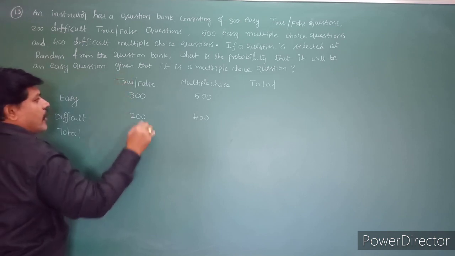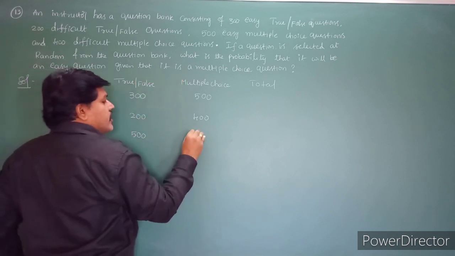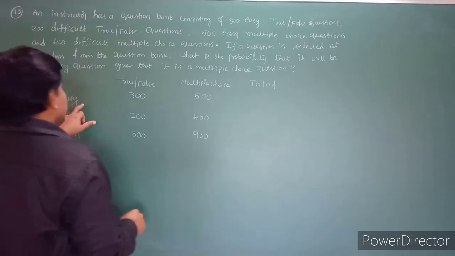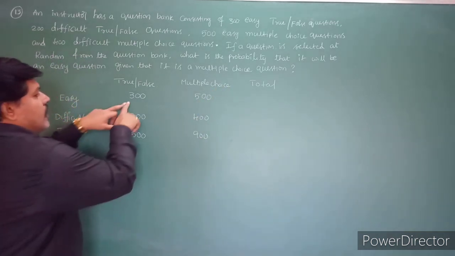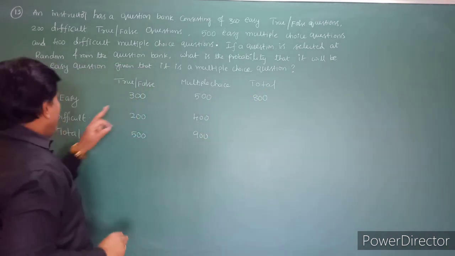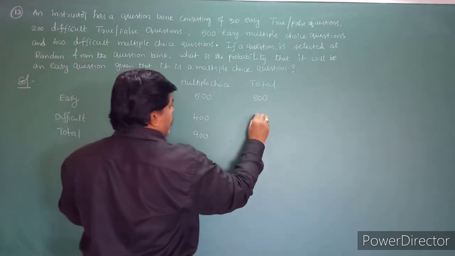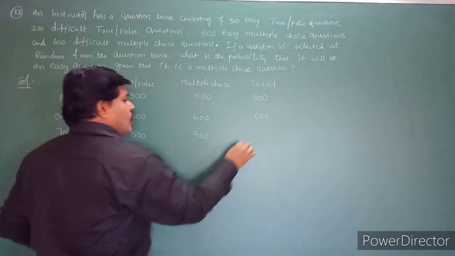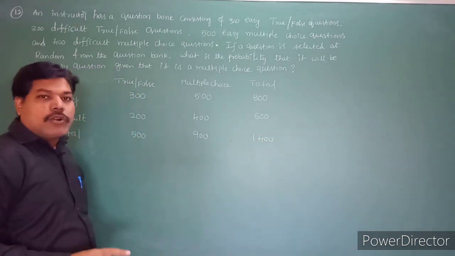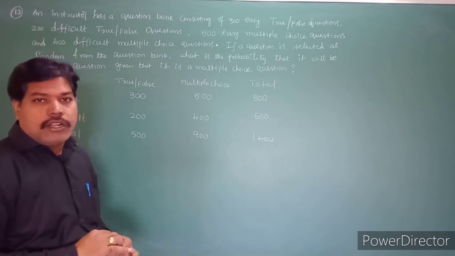So here, how many true or false type questions are there? 500. Total 500 true or false type questions. How many multiple choice questions are there? Total is 900 multiple choice questions. And also easy questions. How many easy questions are there? 300 plus 500, the total is 800 questions. And how many difficult questions are there? Difficult questions are 600. So in the question bank, you have a total of 1400 questions in the total book.